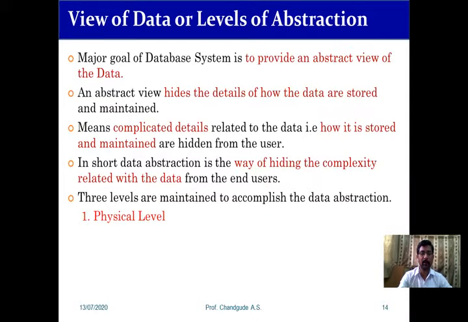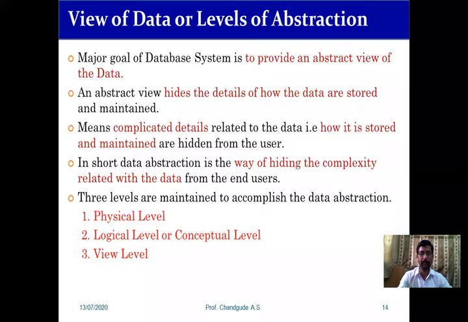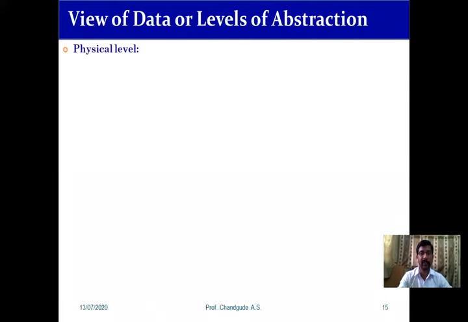The first one is the physical level of abstraction, or just the physical level. The next is the logical level, which is also called the conceptual level. And the third one is the view level of abstraction. Let's see what happens under every level and how they deal with abstraction.